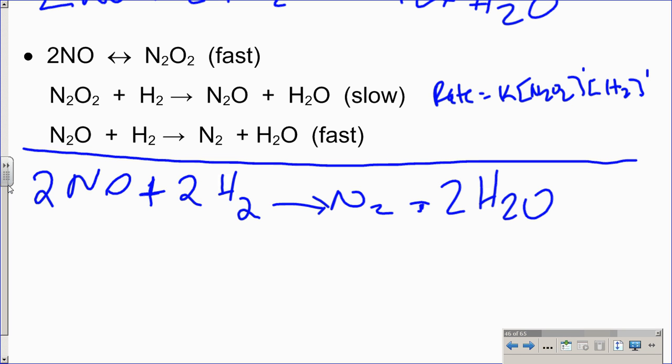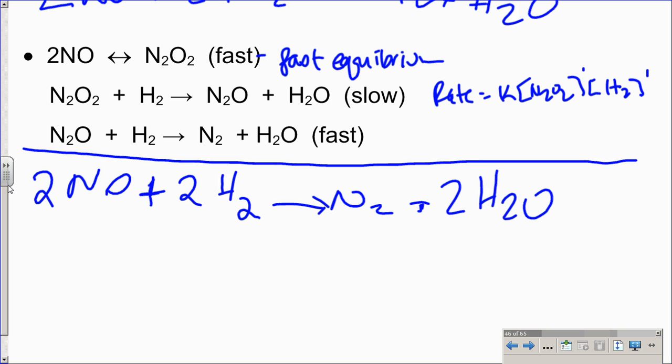What does the double-headed arrow mean? It's reversible. So two NOs, two nitrogen monoxides, are colliding to create dinitrogen dioxide, but it's happening super, super fast. This very first step is called fast equilibrium, and it is the fastest step of this mechanism. That means it's almost instantaneous. Immediately when they collide, you've made N2O2.